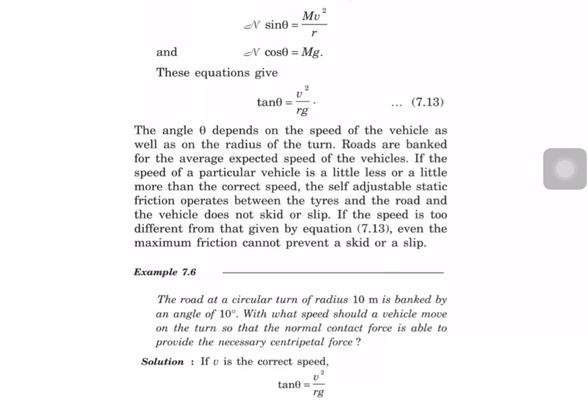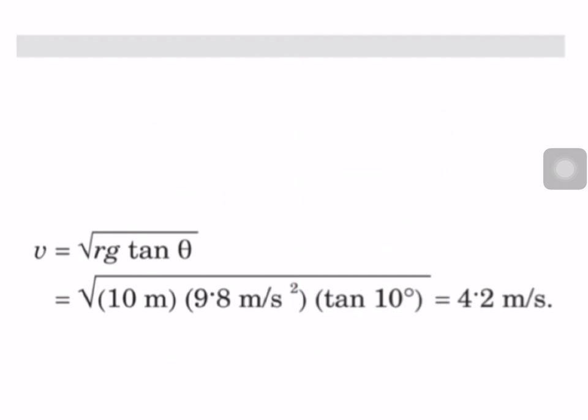The road at a circular turn of radius 10 meter is banked by an angle of 10 degree. With what speed should a vehicle move on the turn so that the normal contact force is able to provide the necessary centripetal force? I told you already, v is the correct speed. So we know the formula tan theta equal to v square by rg. What's asked? They asked only the velocity. So v equals the square root of rg tan theta. Substitute the values, and you get 4.2 meter per second.